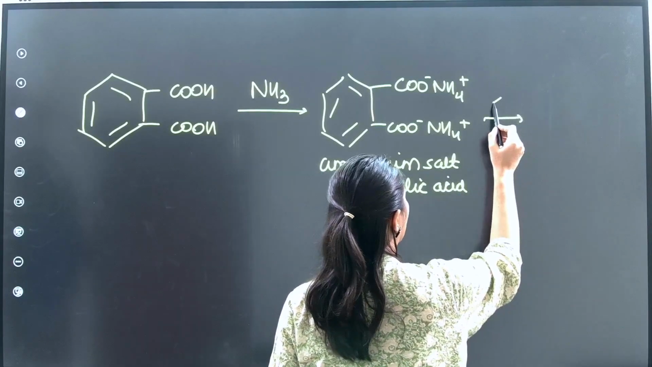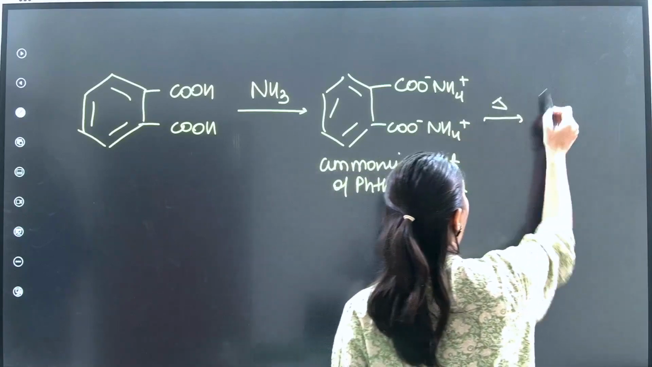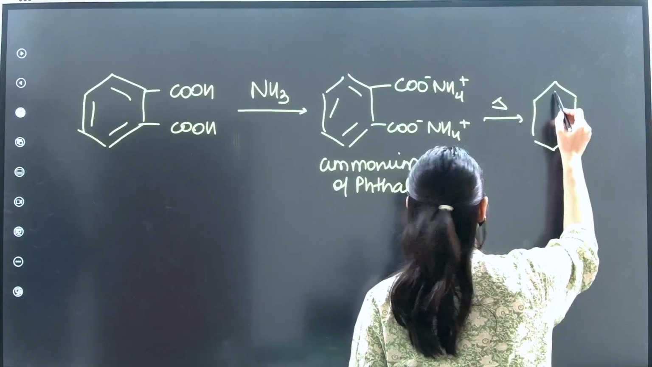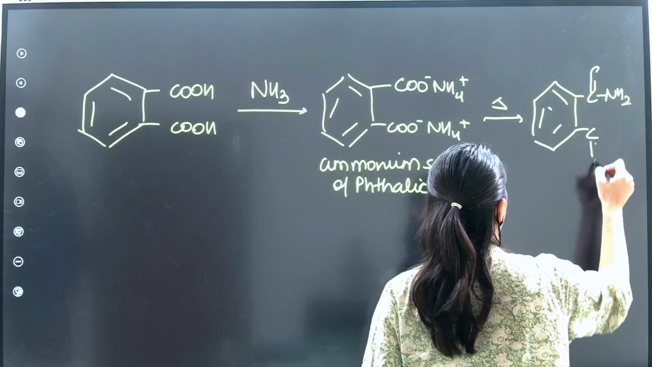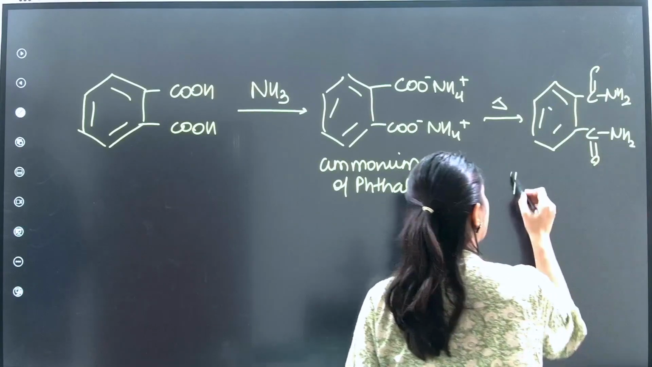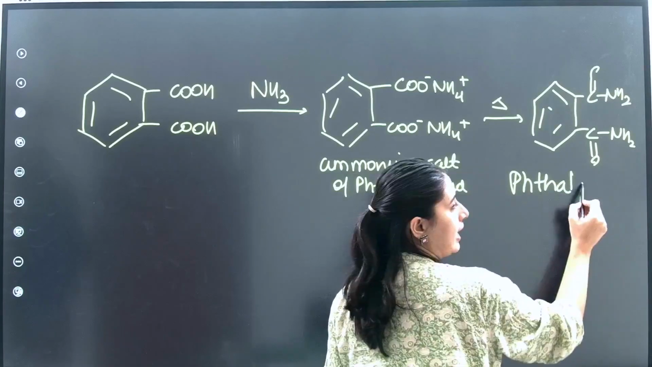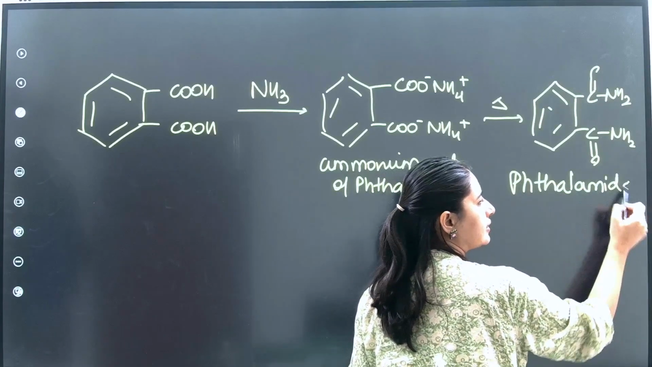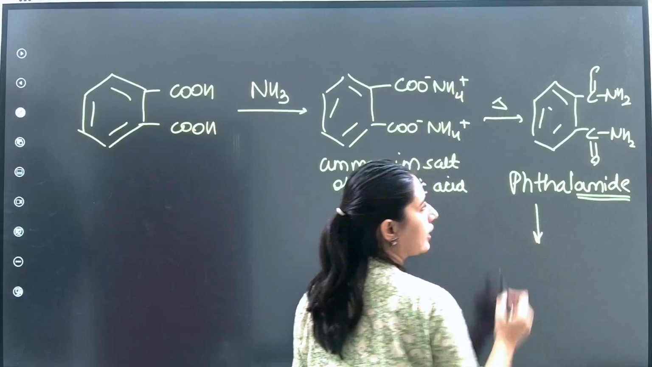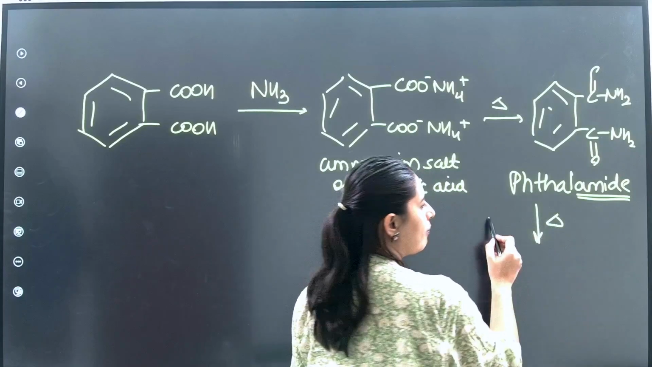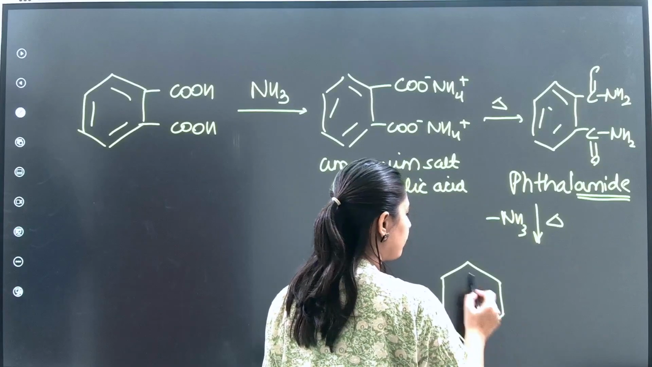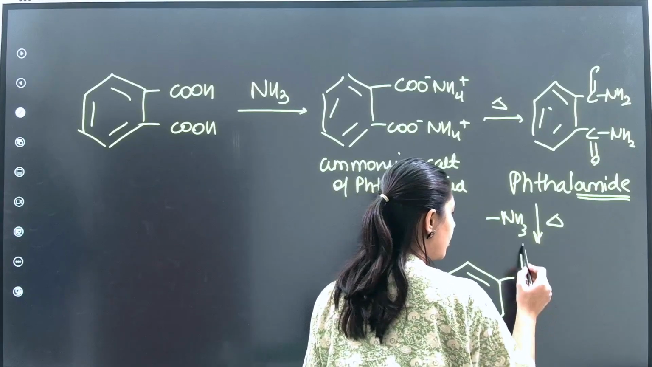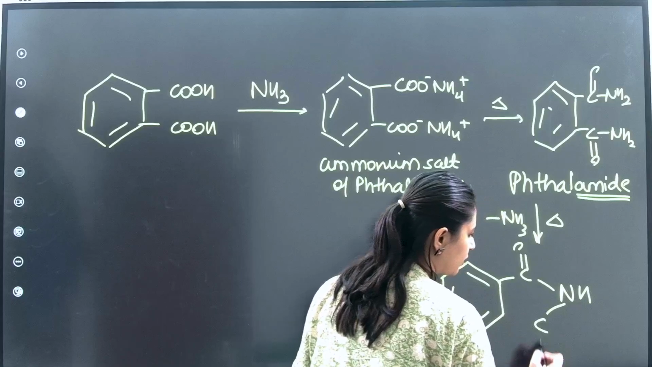On heating, what you're going to get is now phthalamide, which looks like this. So now you get CONH2, CONH2. The name now becomes phthalamide. It's an amide group. Do not forget that. Then if you further heat, ammonia is going to go away, and that's your interesting precursor of Gabriel phthalimide synthesis. You get RCONHCO.